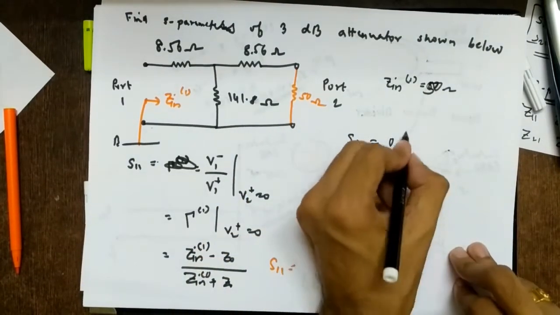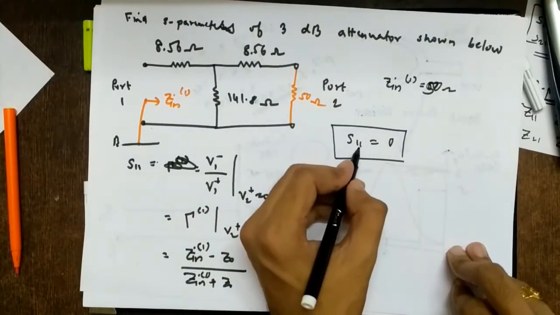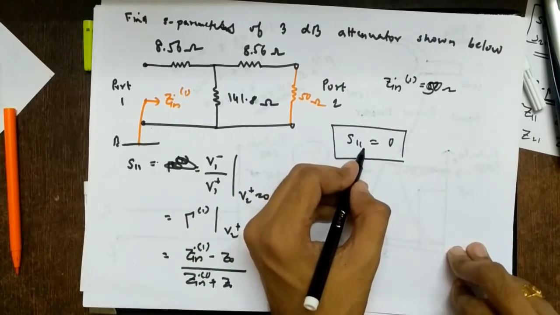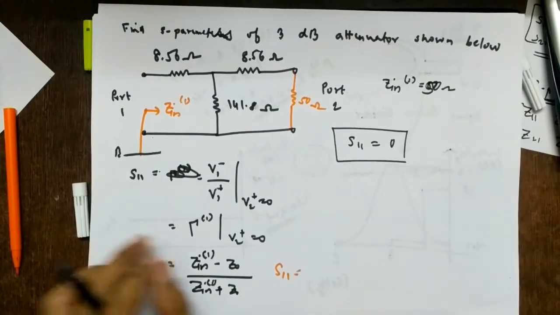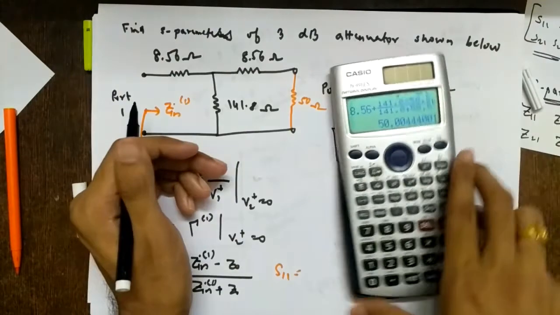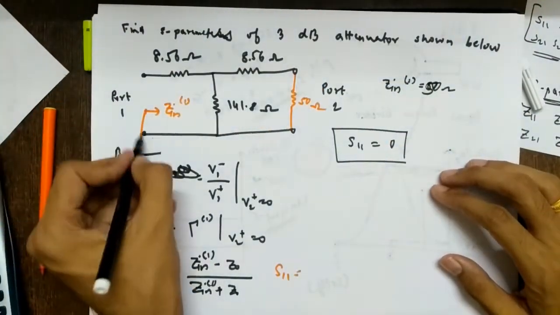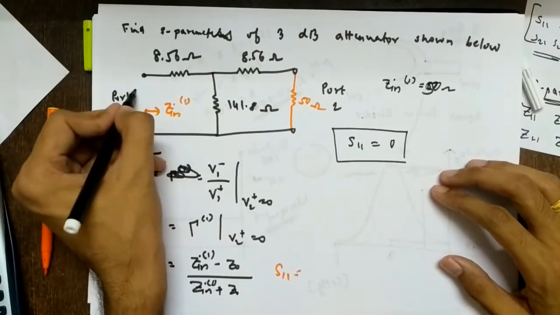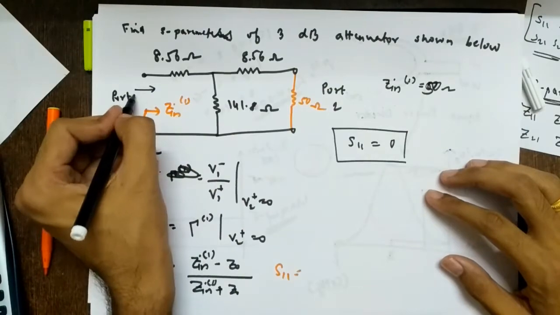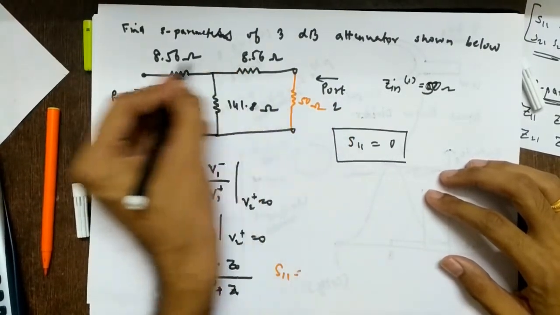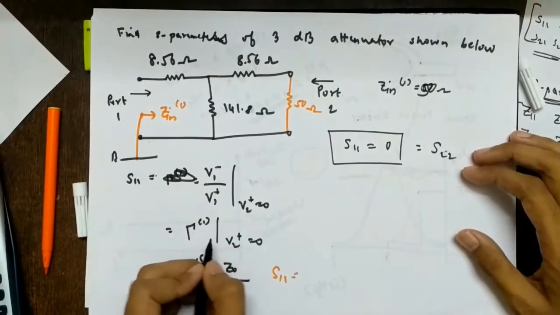So this is in normal scale, remember. S11 is 0 means gamma is 0, which means 0% of the power is reflected, meaning 100% is transmitted. Next, if I give input from this side, or terminate this and give input from the other side, it is the same network, it is symmetric. So S11 equal to S22 equal to 0.